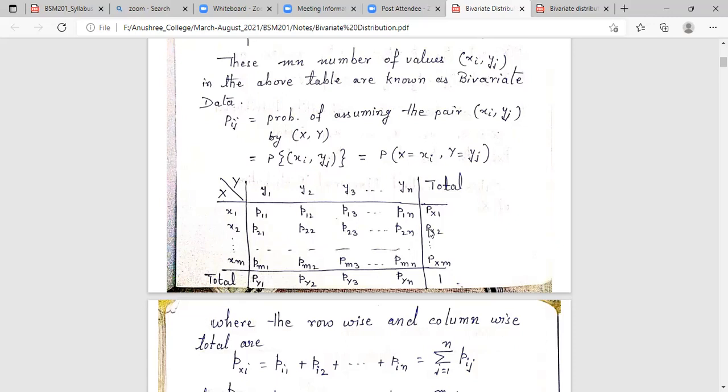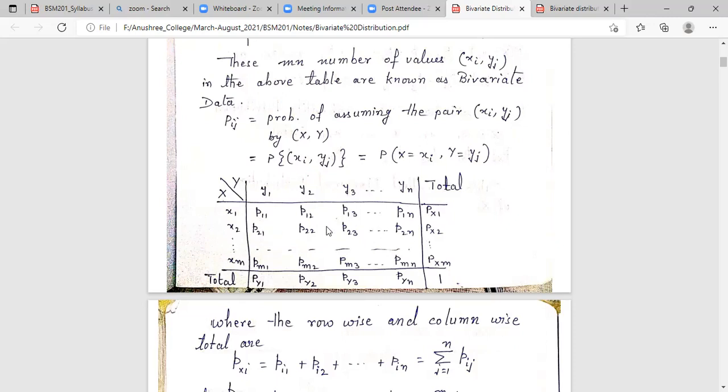Now, look at the extreme right side of the table and the bottom part. At the extreme right, we are writing Px1. This Px1 is actually the sum of the row 1 probabilities, the sum of the probability entries in row 1. The sum of the probability entries in row 2 will be denoted by Px2. Likewise, it goes on.